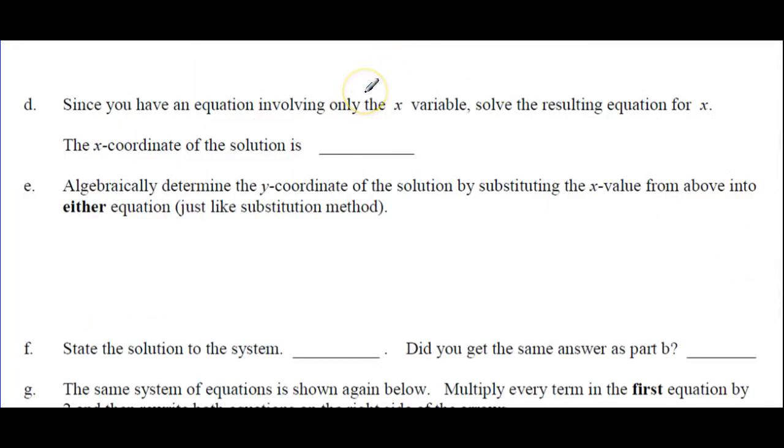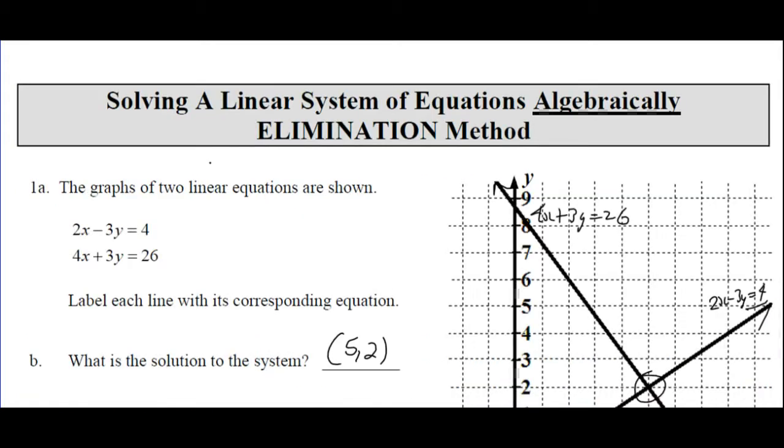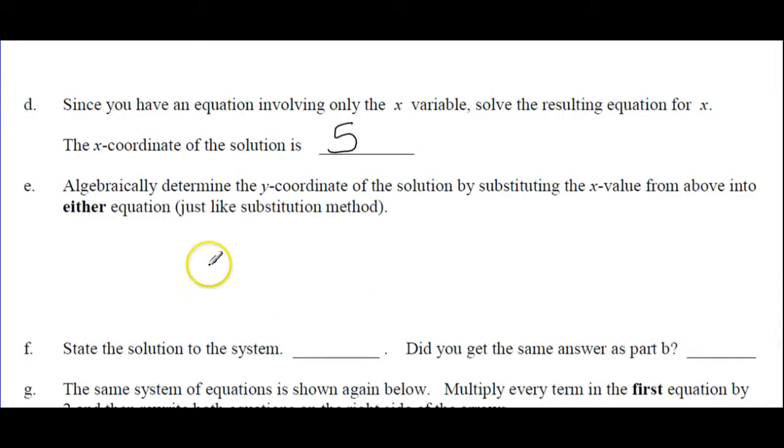Since you have an equation involving only the x variable, solve the resulting equation for x. We did, and the x-coordinate of the solution is 5. Algebraically determine the y-coordinate of the solution by substituting the x value into either equation, just like substitution. And actually, when we're solving algebraically, once we have one variable, that's how we get the other variable: we substitute in. So let's go into 2x minus 3y equals 4, because it's got smaller numbers.